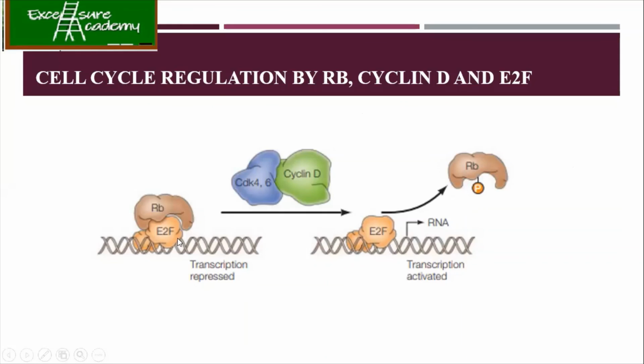Same thing. RB bound to E2F, there is no transcription. CDK4/6 cyclin D complex comes, phosphorylates your RB. RB is taken away and now E2F is free, so the transcription is happening. Okay. So this is a regulation between the RB, cyclin D and E2F.